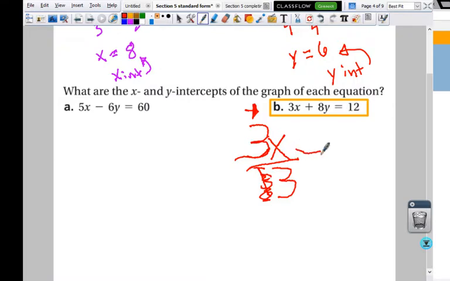Yep. So we're gonna divide by 3 on both sides. So he's finding our x-intercept. And he's gonna divide by 3 on both sides, and we're gonna get x equals.